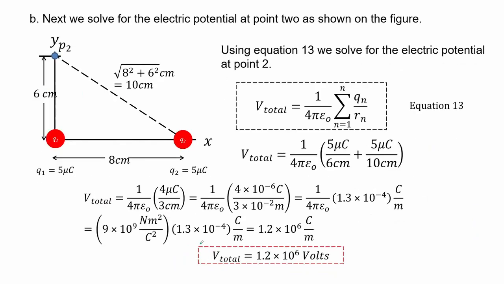Letter B. Next we solve for the electric potential at point 2 as shown on the figure. We see that they are different distances. So we use the same equation to obtain the total electric potential as shown by equation 13. So we substitute and manipulate the equation and we get that the total voltage is shown here. This is again confirmed by its units using dimensional analysis.